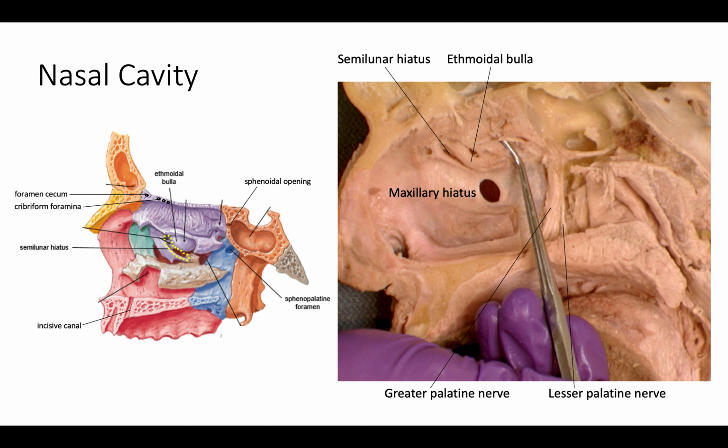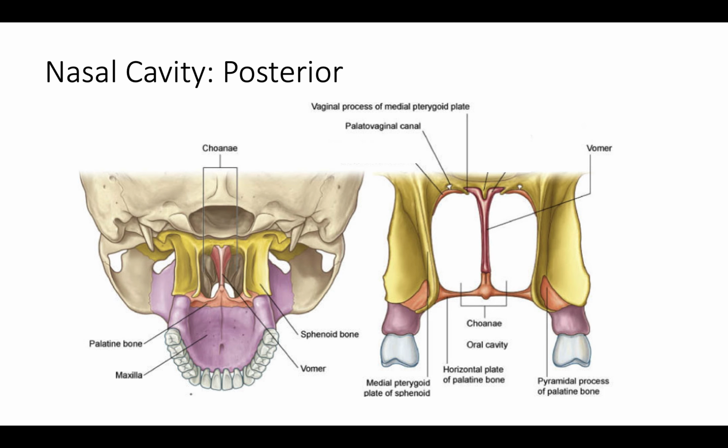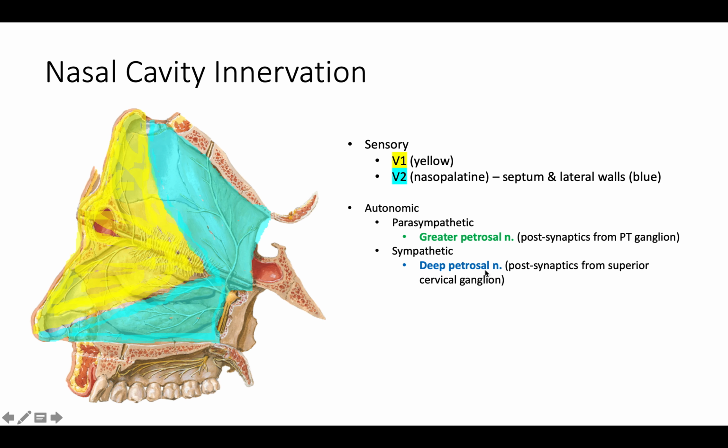And here's just labeling things. Here's our posterior view, and remember that vomer is in the middle. Okay, remember when we were looking at innervation of the face and V1, we said that the forehead is mostly composed of V1, the cheeks and maxilla is V2, and then the mandible is V3. Except that V1, the nose, it's the forehead plus it goes down to the tip of our nose.